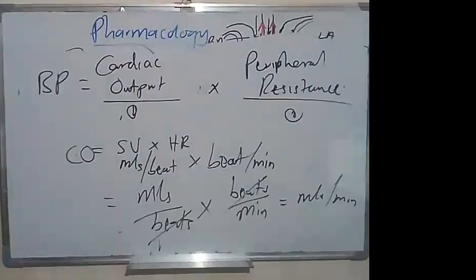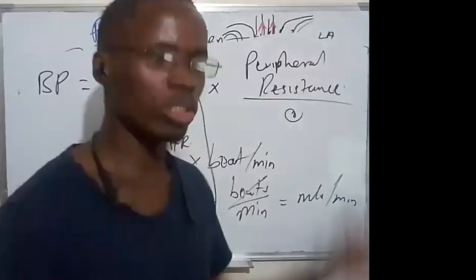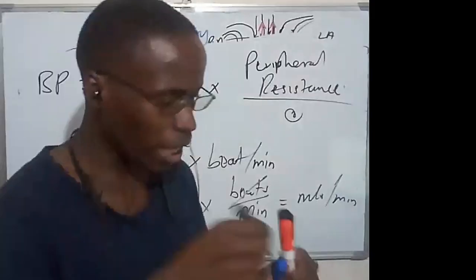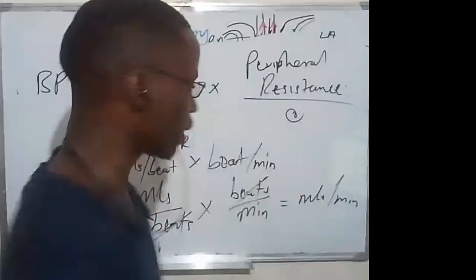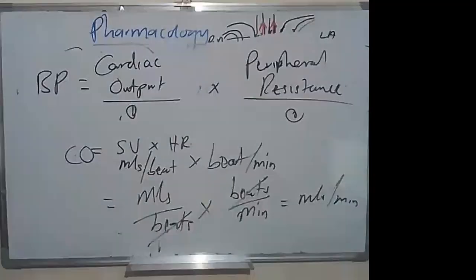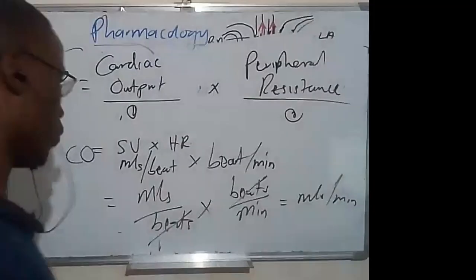We said that cardiac output is the volume of blood that is pumped out of the heart per minute. And we said that the units are mils per what? Per minute. And that's what we've gotten there. I hope we are following what we are doing so far.